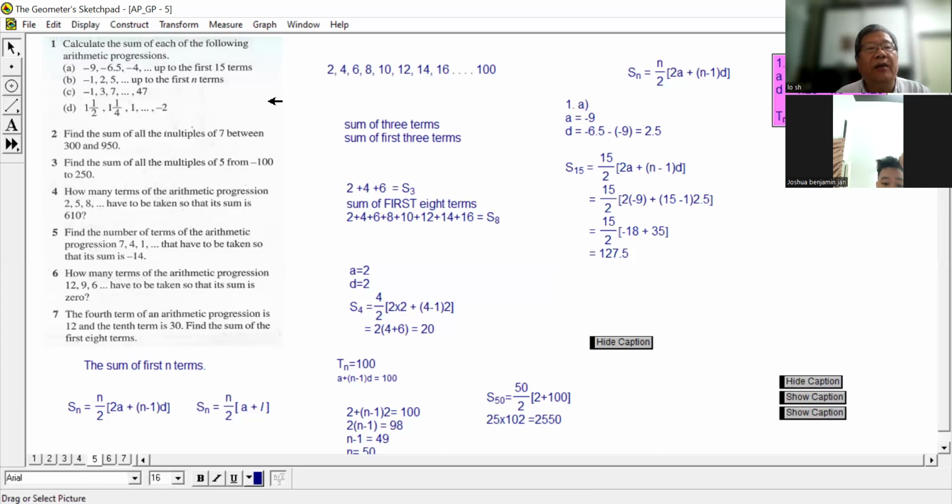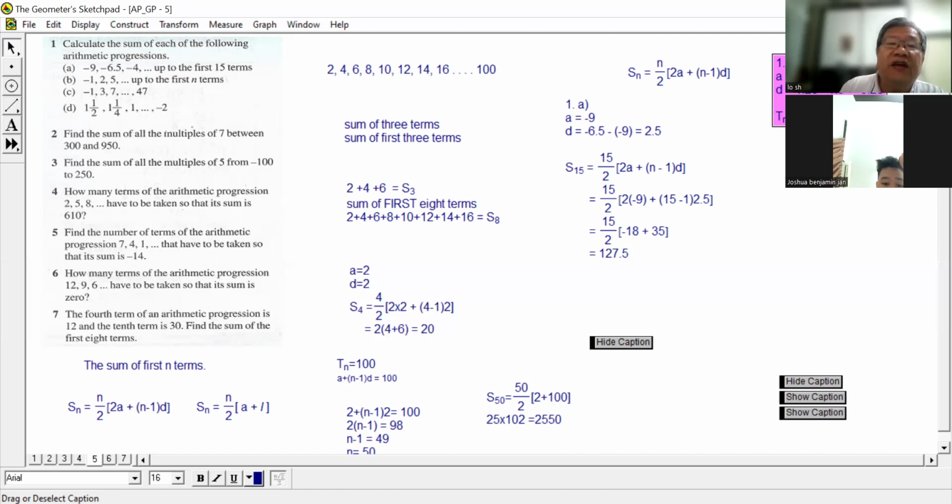We're going to look at number 1D. Number 1D, can you tell me what is the A here? Negative 1.5, right? Now, if I want to find out what is the D, I take this term behind, 1 and 1/4 minus negative 1.5. So 1 and 1/4 is actually 1.25.